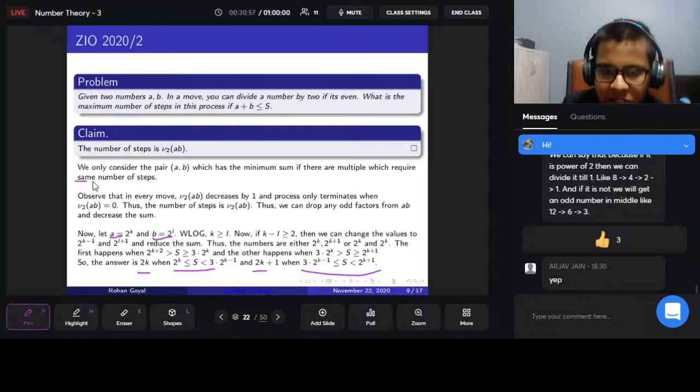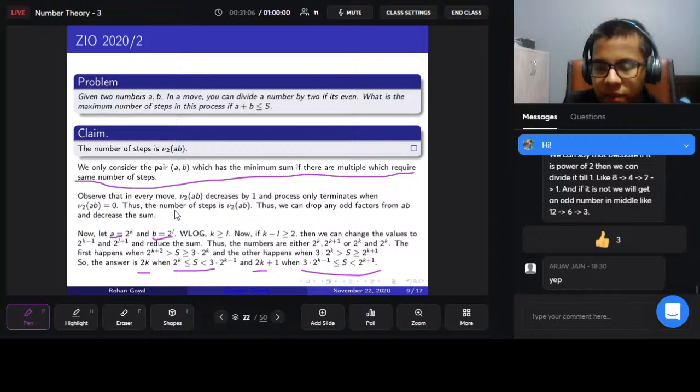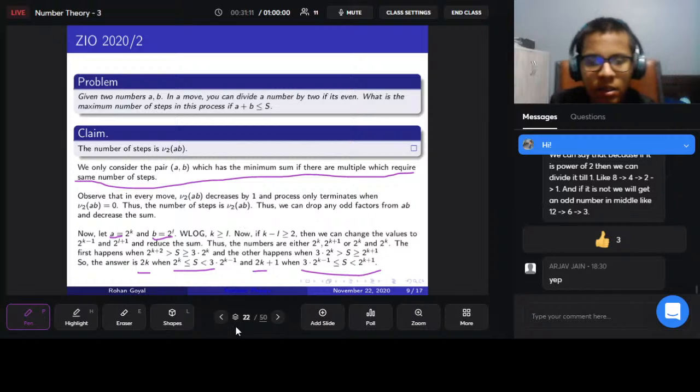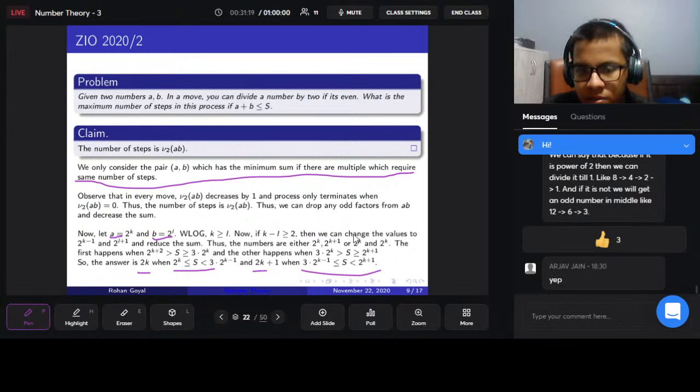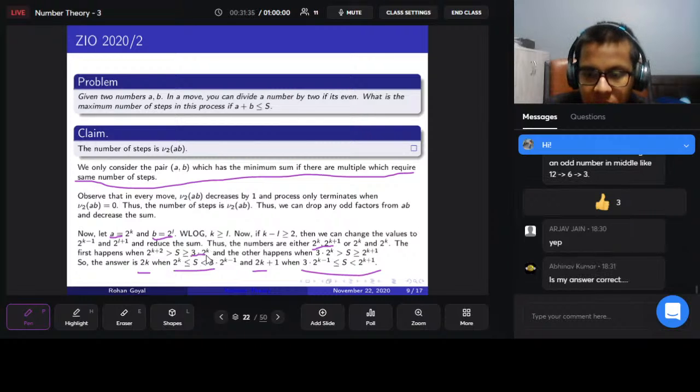And as we assumed earlier, we are considering the pair A, B which has the minimum sum, if there are multiple pairs which require the same number of steps. That always helps us if we reduce the sum. It never harms us. Thus, we can assume that the numbers are of the form 2 to the k and 2 to the k plus 1, or 2 to the k and 2 to the k. When does this type of pair occur? You can ask yourself that. For that s must be greater than the sum of these two numbers.